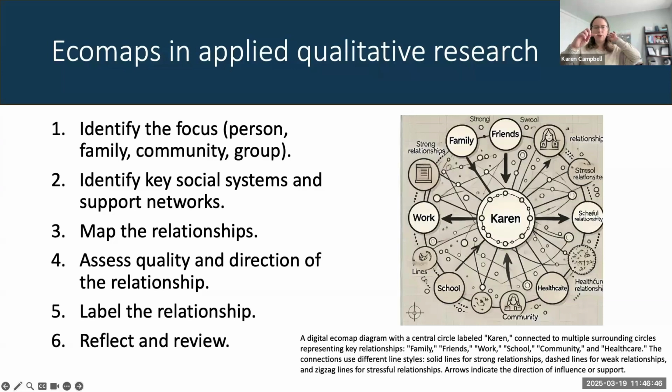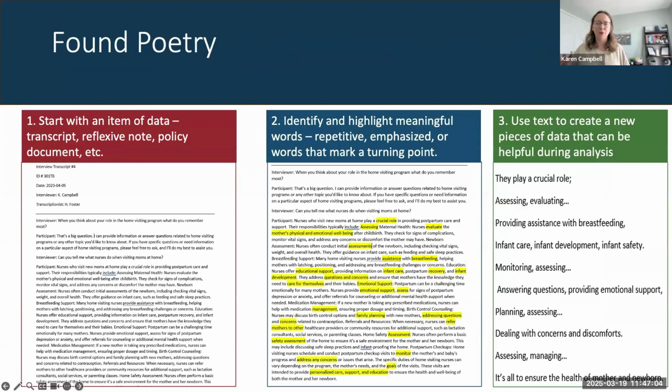So you walk the participant through this, and then again ask them questions. I notice here you've got a really strong relationship with your work colleagues. Tell me more about that. Again, always reviewing the purpose of your questions, your research question.